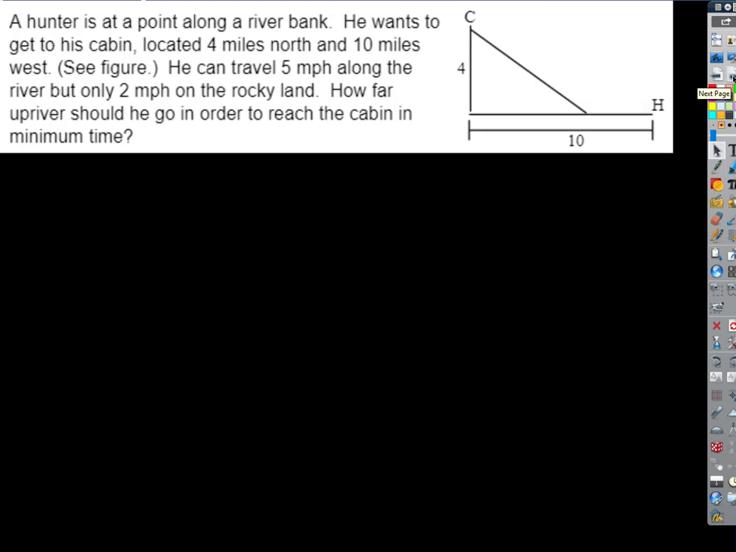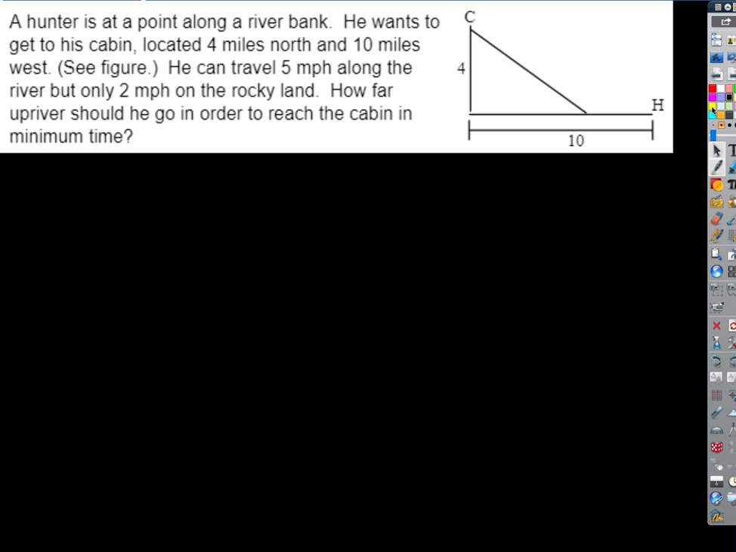Here's the other one from the assignment for Wednesday, I guess. So a hunter is at a point along a riverbank. He wants to get to his cabin located 4 miles north and 10 miles west. Here's the key. So here's the hunter, here's his cabin, right? He's walking along this stream. He can travel 5 miles per hour along the river, but only 2 miles per hour on the rocky land, right? How far upriver should he go in order to reach the cabin in minimum time?